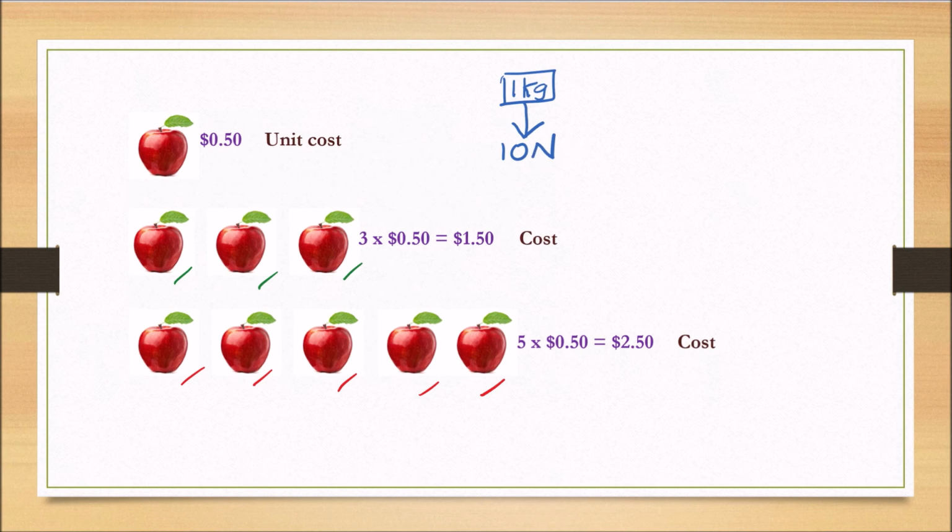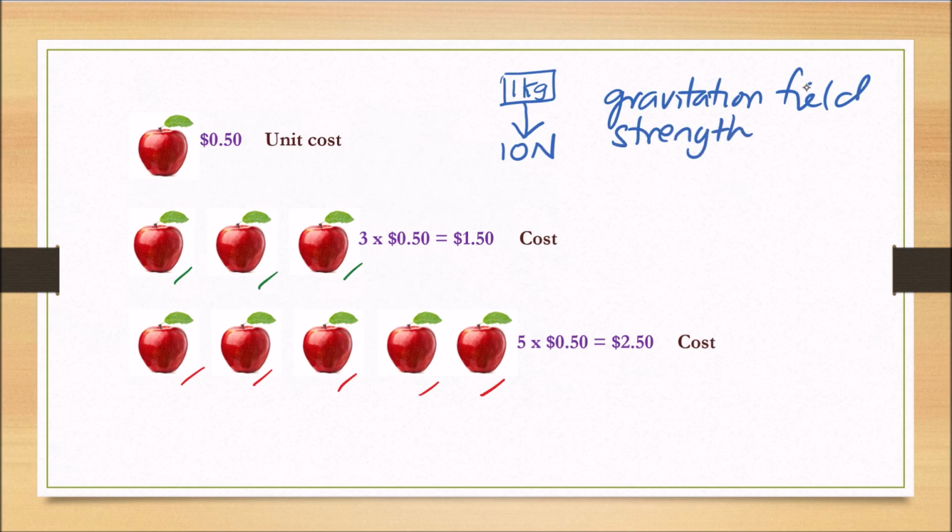So therefore, I can say that the gravitational field strength, all my examples are going to be on Earth first, before we start to bring in the other planets, is 10 newtons per kilogram. This is very much like the unit cost, because in unit cost, I say 50 cents per apple. So now it's 10 newtons per kilogram. Every 1 kilogram, the Earth will pull it down with 10 newtons. By the way, the symbol is a G, italics G.